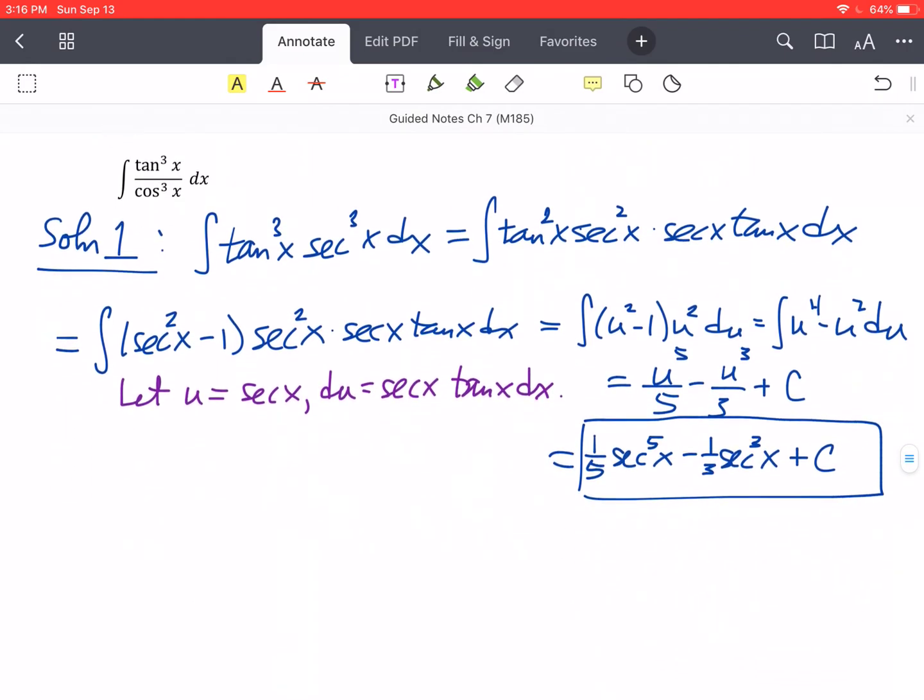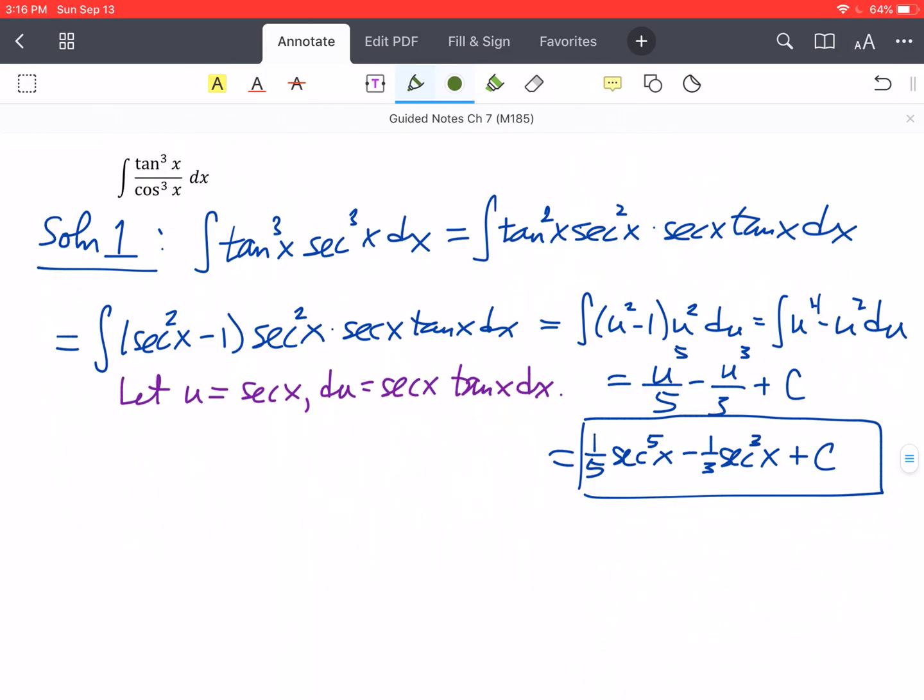And that would be one way we could solve this problem. And now I'm going to go in and do solution 2. So maybe you looked at this problem and you didn't see that relationship of 1 over cosine being secant. Maybe instead you said, well, I have a cosine and tangent is written in terms of sine and cosine, so maybe I can just do this with those functions instead.